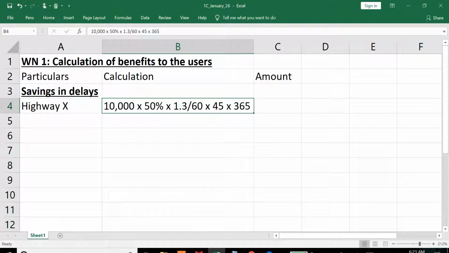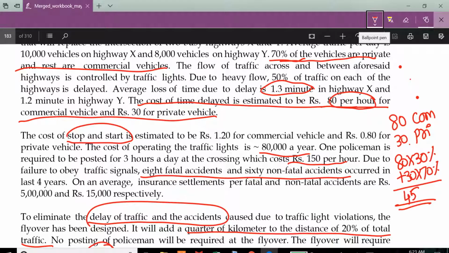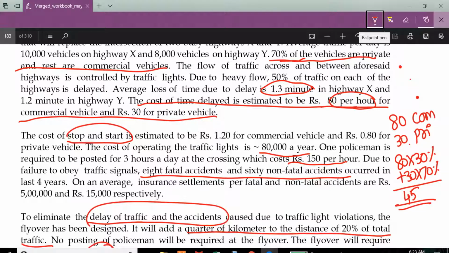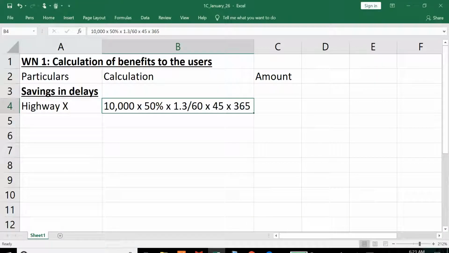How did that 45 come? 80 rupees for 30% and 30 rupees for 70%, into 365. Any doubts on this? When I do the highway-wise same calculation, it's 8,000 vehicles into 50% into, I think the time delay there is different, 1.2 minutes divided by 60 into 45, which remains the same because the composition remains the same, into 365 remains the same.